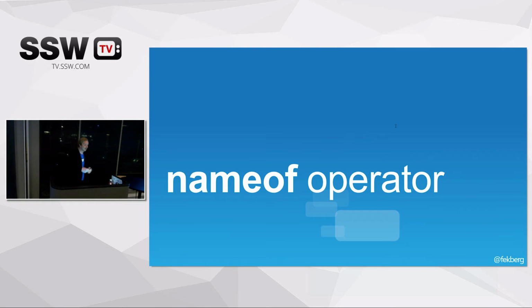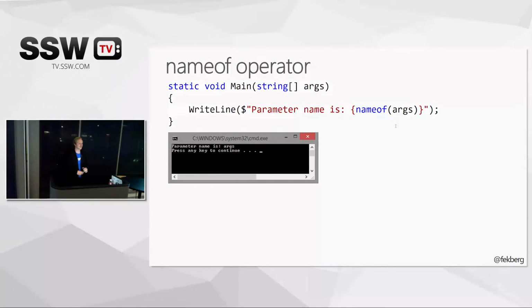Now finally, or almost finally, this is the second final feature, is the nameof operator. It's a small one, and it might seem quite unnecessary. So in this case here, I simply want to print out the name of my parameter. So I'm saying my parameter, the name is nameof(args), which simply, as you see here, it prints out the value args.